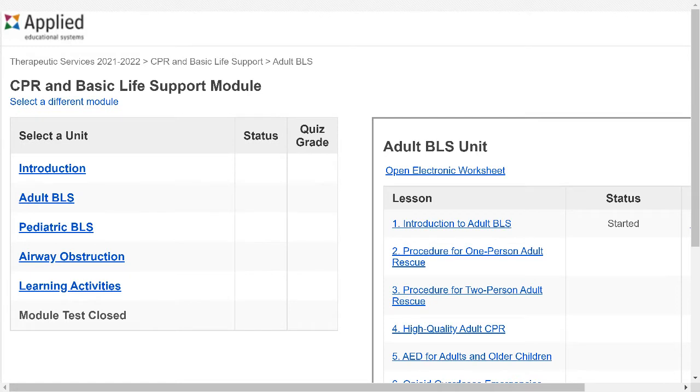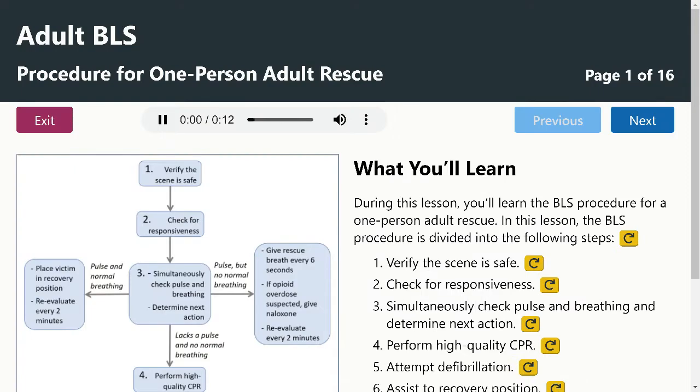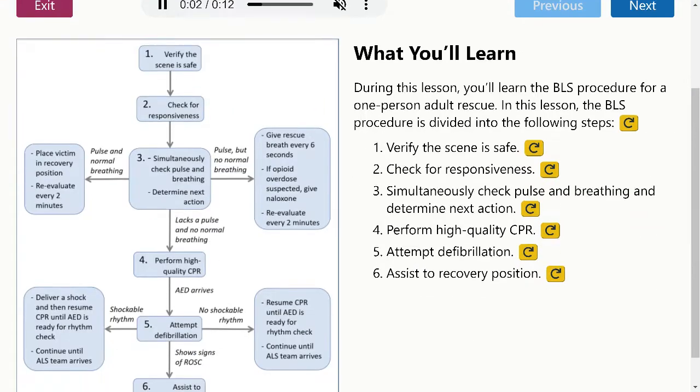All right, so we're going to look at one-person adult rescue. I gave y'all a flow chart. One of them should say 1 and 2 person adult, because it's really the same. Just you have 2 people. So we're going to look at that. Then we're going to look at the actual American Heart video and let y'all practice while watching.